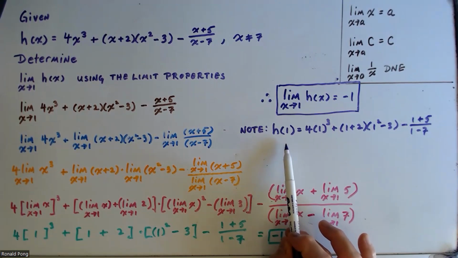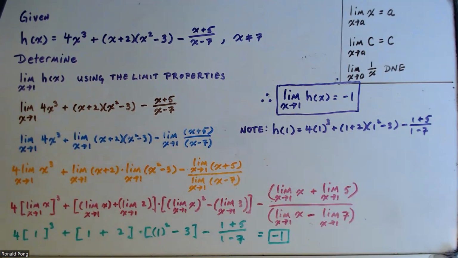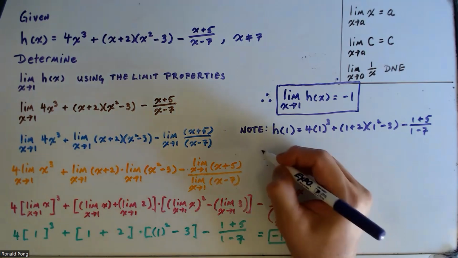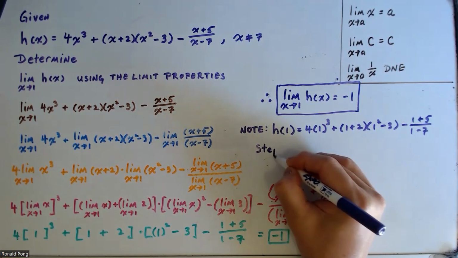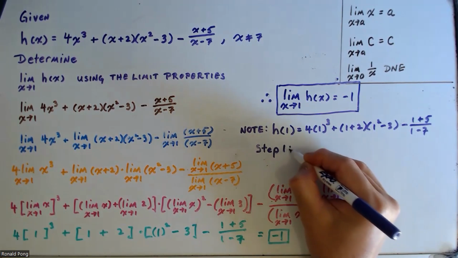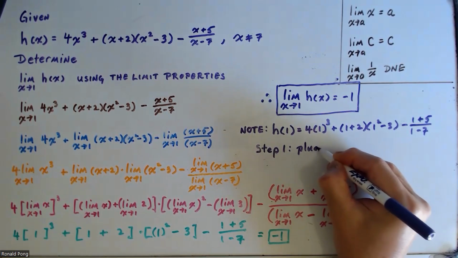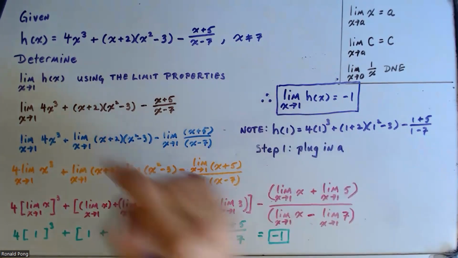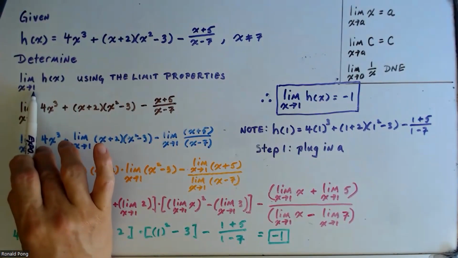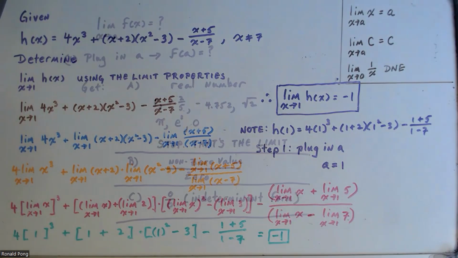If we look carefully at this green arithmetic line and compare that with our simple algebra 1 substitution of putting 1 in for x, we notice that they're actually the same thing. And this brings us to our first step when we want to solve a limit problem. Step 1 is to plug in the number a. I'm going to write this here. And this is the a from the limit. In this case, a equals 1 for this problem.